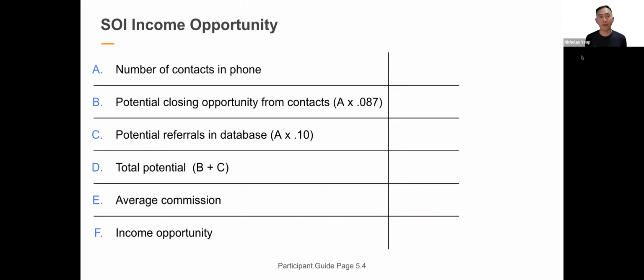If you probably have a lot of contacts, this is the formula that we teach our agents on a day-to-day basis: how many contacts do you actually have on your phone? If you have a phone with you, you can go to your phone book and scroll all the way down and see how many contacts you actually have. Then you multiply by the potential closing opportunity from your contacts, so A times 0.87. How do we get 0.87?